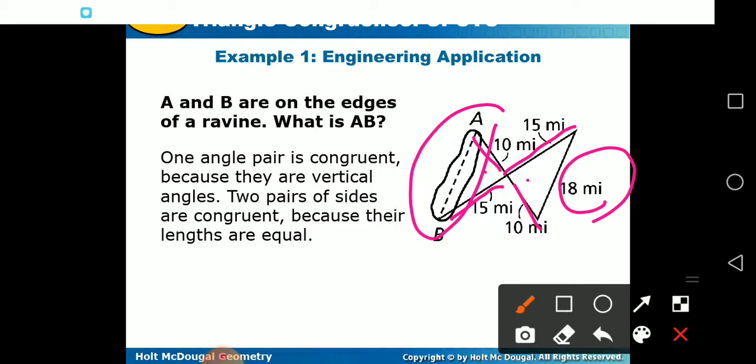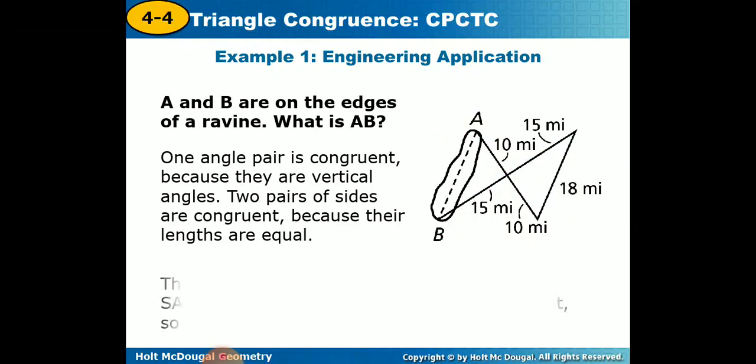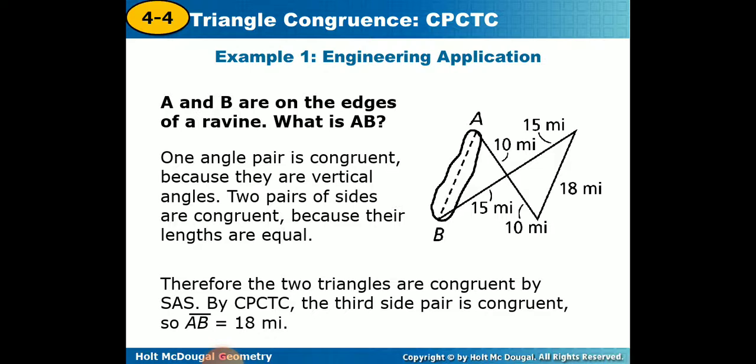And I have one angle here, this angle, vertical opposite angles, right? So I have two pairs of sides that are congruent, and I also have two angles that are congruent to each other. So the two triangles are congruent, right? Therefore the two triangles are congruent by SAS, two sides and one angle. By CPCTC, the third side pair is congruent to the other. So AB is congruent to the third side, it's 18 like the other one.